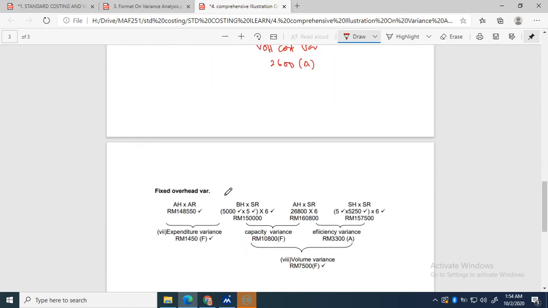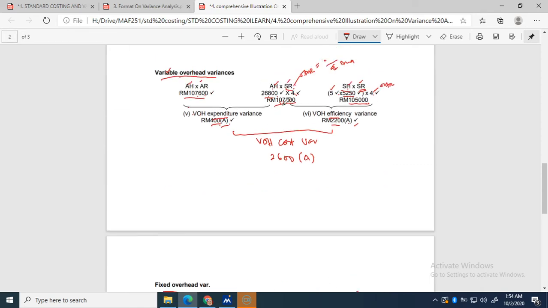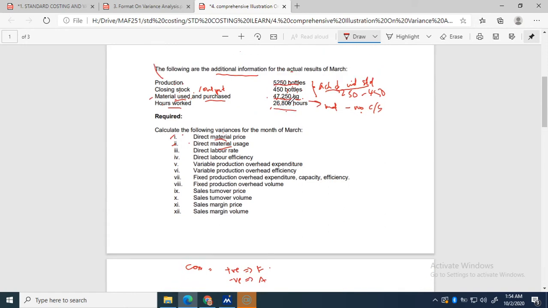Okay, now we move to fixed overhead variances. Basically we have 4 columns. The first column, actual hours, actual rate. Second column, budgeted hours, standard rate. Third column, actual hours, standard rate. The fourth column, standard hours, standard rate. So the first column, actual hours, actual rate, refers to the actual cost given in the question.